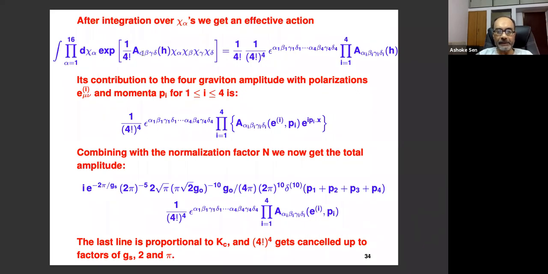And when you evaluate this, you have to basically expand it out to fourth order. So you get 1/4 factorial to the 4 times the epsilons, and then the product of these four A's. So the chi's have gone, right? Because the chi alpha integrals basically produce this epsilon, with 16 indices. So that's the amplitude. This is what we get. So this is the final result for the four graviton amplitude, with all these normalizations put in: 1/4 factorial to the 4, contracted with the product of the A's.